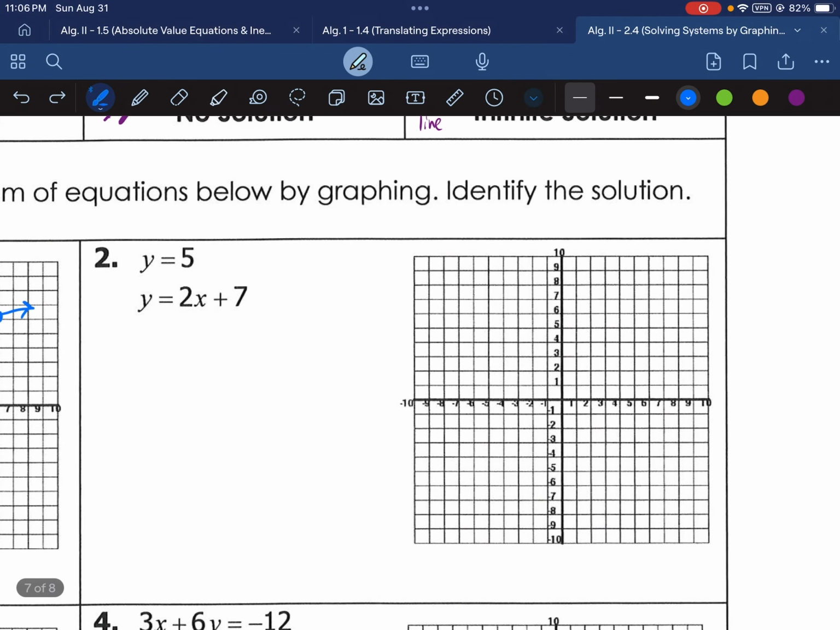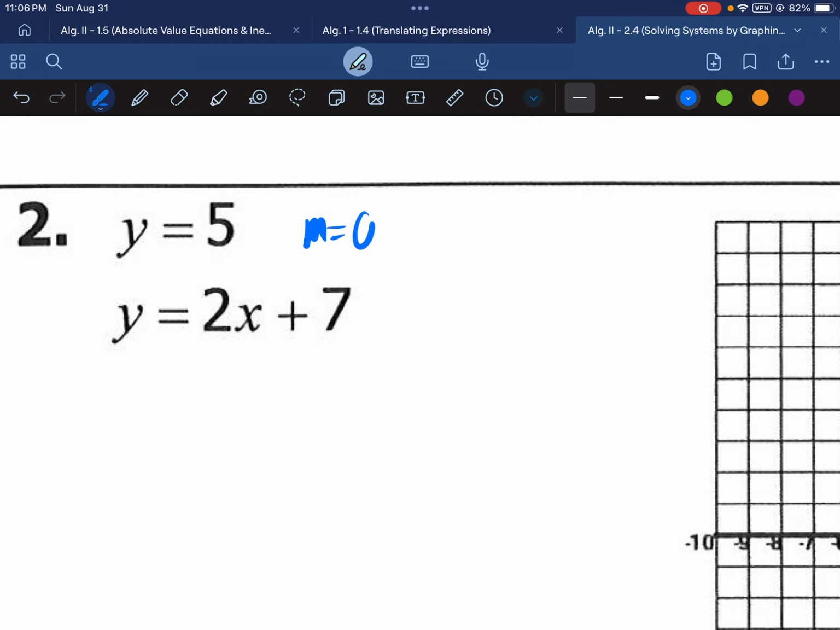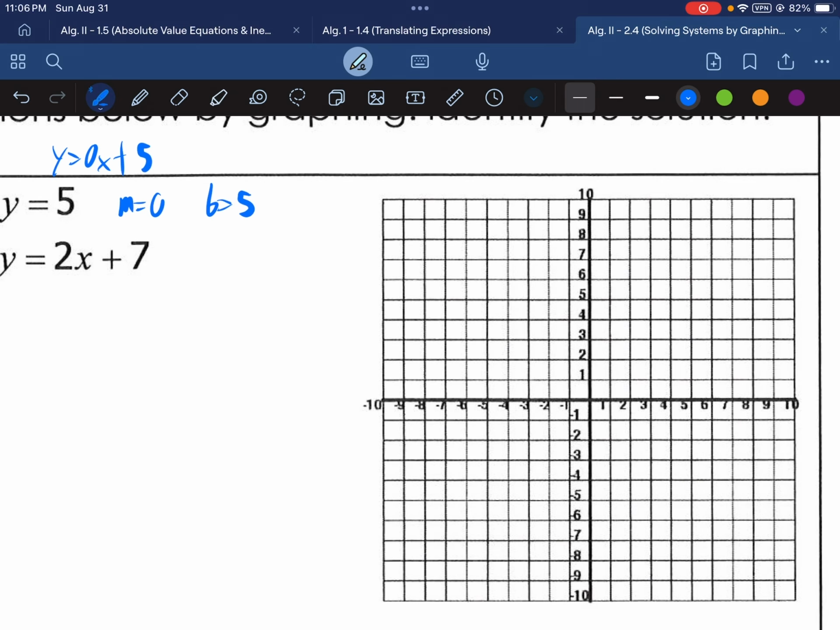Number 2, y equals 5. That's secretly a slope of 0, because that's y equals 0x plus 5, which is why you don't see any x's there. The b would be 5 here. So I'm going to go up 5. I have a slope of 0, which is, if we recall, a horizontal line. Anytime you have y equals a number, it's always a horizontal line.